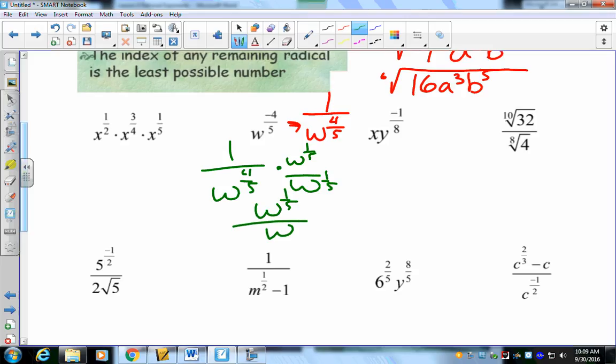So am I done? No, because I have a fraction. So let's go ahead and rewrite this. This is the 5th root of W over W. Now I'm done. There's nothing I can reduce under that radical. Can't cancel anything. I am done. Got rid of my negatives, got rid of the fraction or the radical in my denominator.